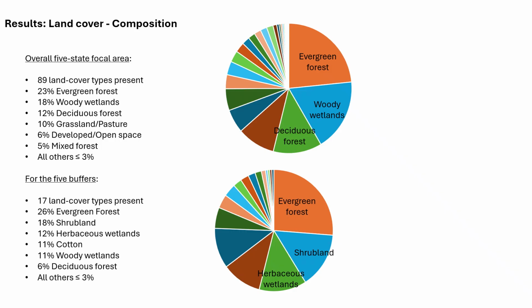In contrast, within the 5 buffers where Oldfield mouse was recorded, there were only 17 land cover types. The composition was also dominated by evergreen forest, together with shrubland, herbaceous wetlands, corn, and woody wetlands. At both scales, evergreen forest was the main cover type. However, we must remember that Oldfield mouse is associated with old fields and fallows rather than forests. Therefore, what we are seeing in the composition of the focal areas is that much of the species habitat occurs embedded within an evergreen forest matrix.